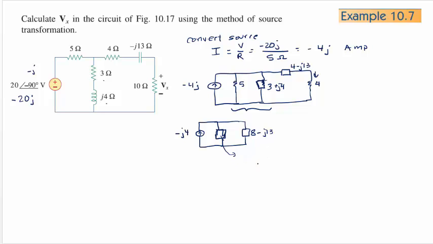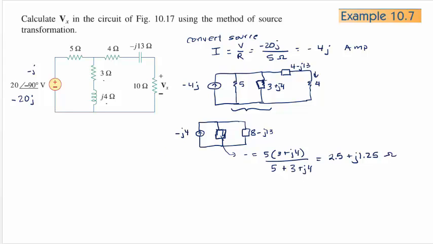So these two components are in parallel. What's the formula for doing things in parallel? For only two elements, you can say this times this divided by the sum of the two. So the Z for this block equals 5 times 3 plus j4 over 5 plus 3 plus j4. And when I do that, I get 2.5 plus j1.25 ohms.